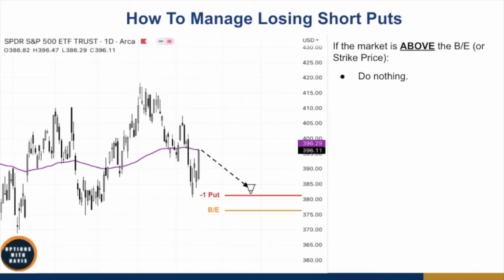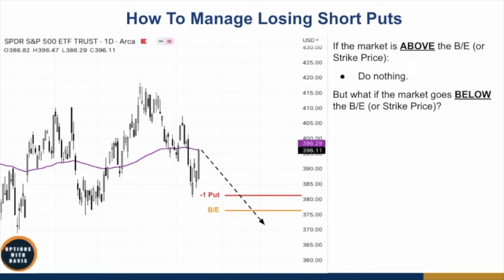Or if you want to give the trade more room to move, then you can use the break-even point as the place where, if the market goes below the break-even point, you will do something. But if it stays above the break-even point, even though it is past the strike price, then you can just do nothing, because you are still in the profit zone. There's really nothing for you to worry or panic about, because if the market just stays there until the expiration date, you would still be profitable. Now, what if the market actually goes below the break-even or the strike price?